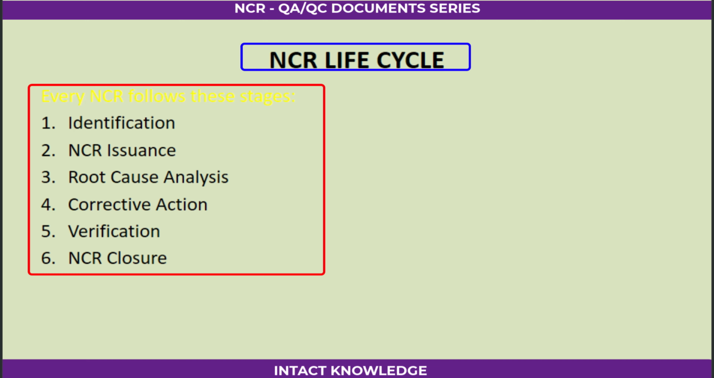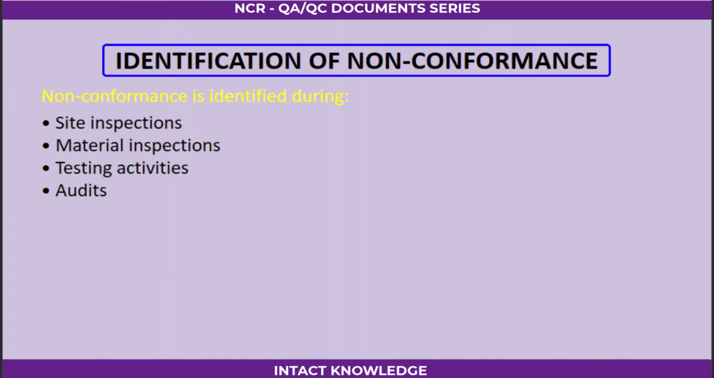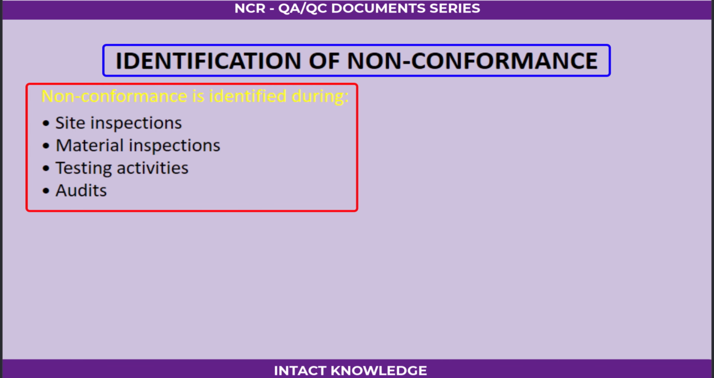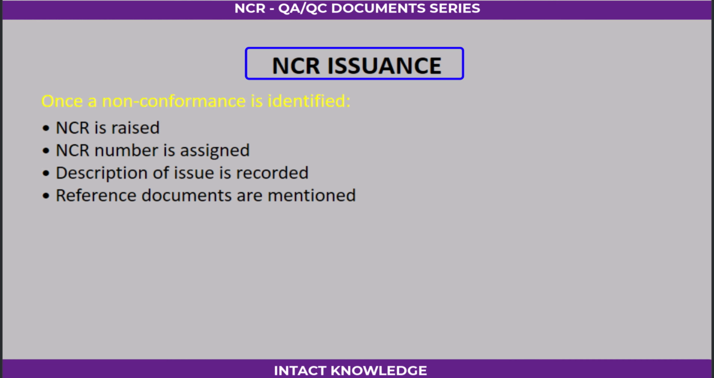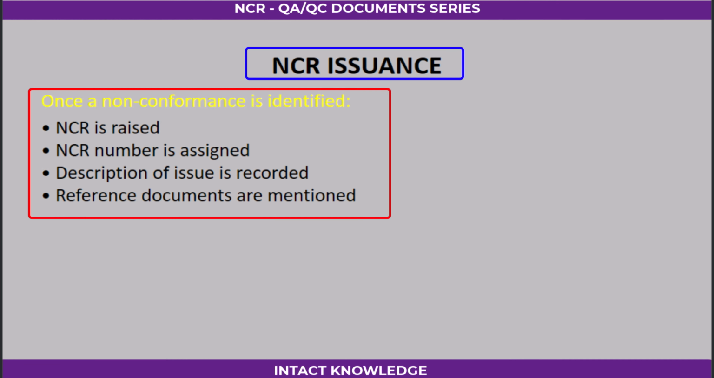Let's understand each step. Identification of nonconformance. Nonconformance is identified during site inspections, material inspections, testing activities, and audits. Any deviation from requirements is considered a nonconformance. NCR issuance. Once a nonconformance is identified, an NCR is raised, an NCR number is assigned, a description of the issue is recorded, reference documents are mentioned, and the NCR is issued to the responsible party.